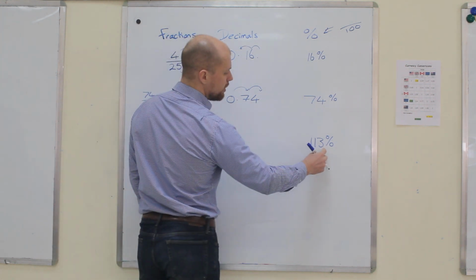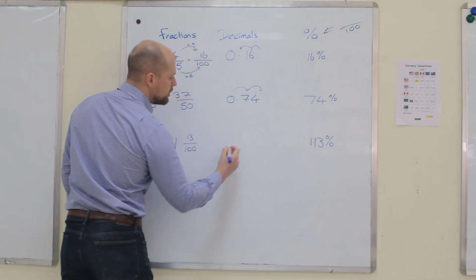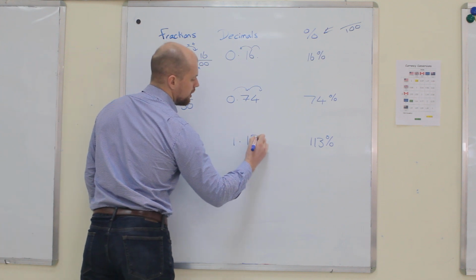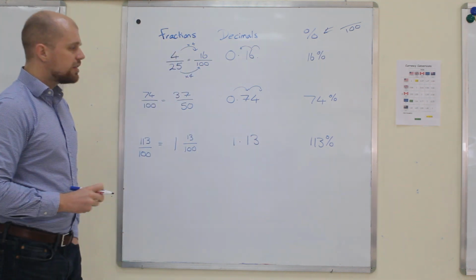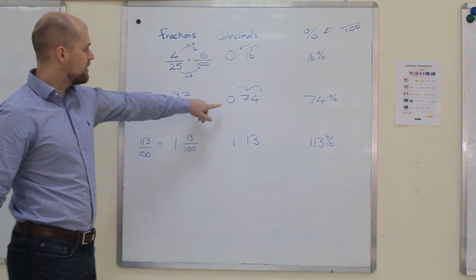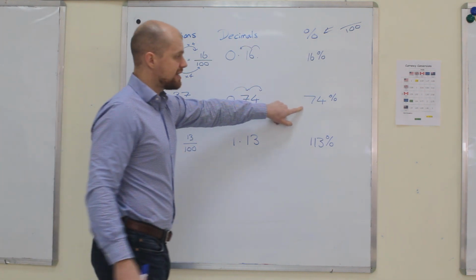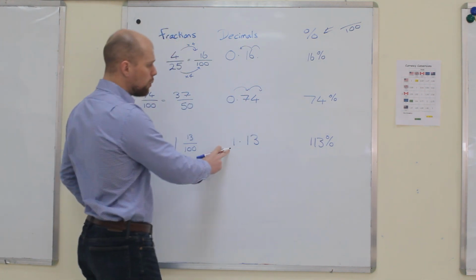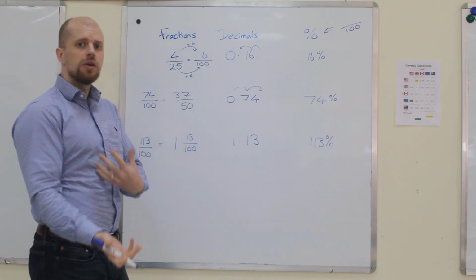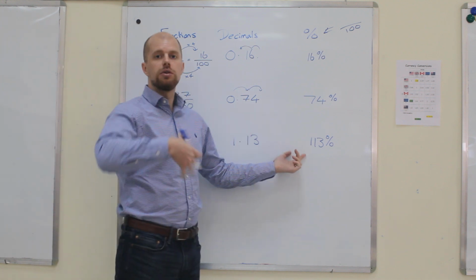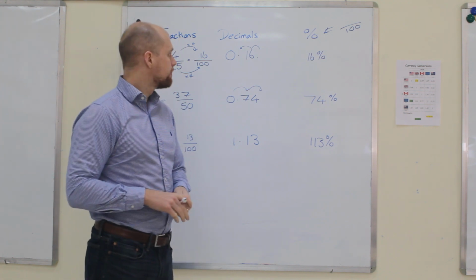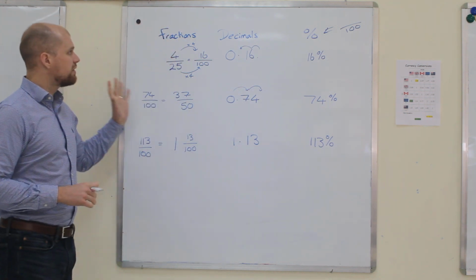So take your decimal point here and move it back twice. You get 1.13. A good tip to remember is if you have a 0 here, it will be less than 100%. If you have a 1 here, it'll be between 100 and 200%. If you have a 2, between 200 and 300%, so on and so forth. And that's how we go about converting between fractions.